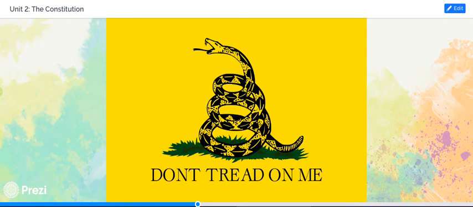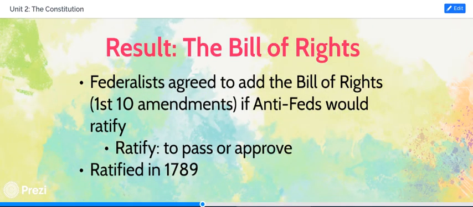Sorry, someone's calling me. All right, so the result here is the Bill of Rights. The feds are like, yes, we'll put your little list of rights on there if you will sign this document. And the anti-feds are like, yes, that's fine. Okay, remember, ratify means to pass or approve. And 2 years after we get into this meeting, 2 years, we ratify the United States Constitution.